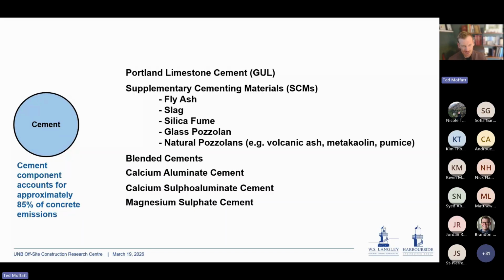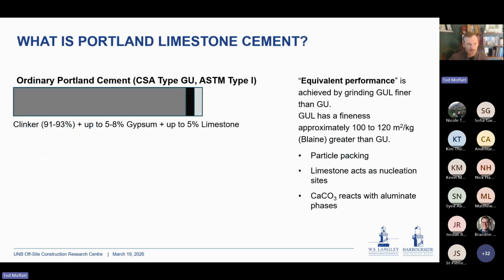And then the last three are specialty cements: calcium aluminate cement, calcium sulfoaluminate cement. I have a PhD thesis on those two if you need something to put you to sleep tonight. And then magnesium sulfate cement. These are cements used for niche applications, but they're essentially produced by burning them at lower temperatures, so they produce lower emissions compared to ordinary Portland cement.